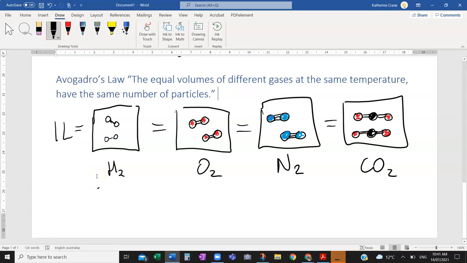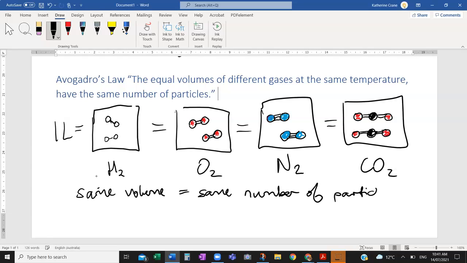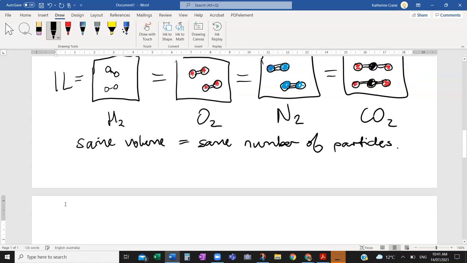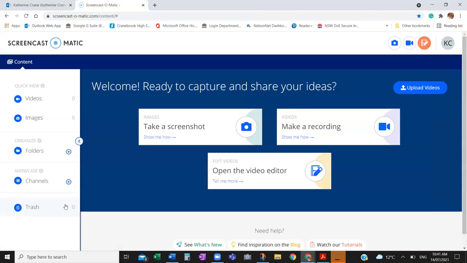All right, so we have our different gases. So we have equal volumes, so same volume, same number of particles. That's Avogadro's law. And we know Avogadro's number is 6.022 times 10 to the 23.